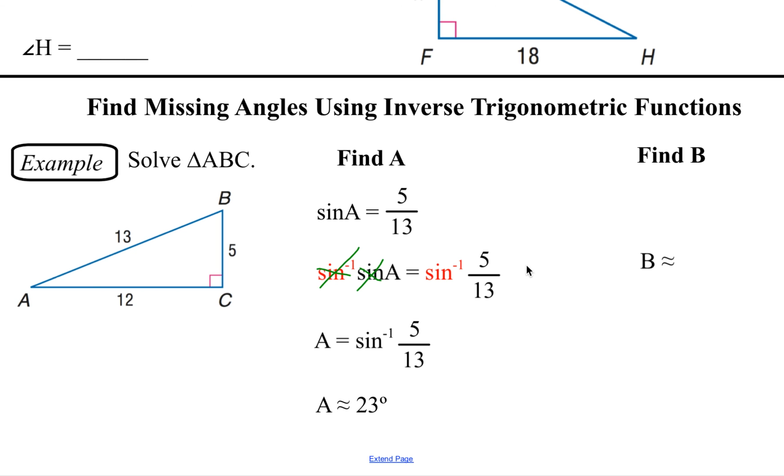Okay, now angle B, once you find angle A, you could subtract from 90 or subtract from 180 if you add all three of them together. And that's what I'm going to do here. I'm going to take 23 plus B plus 90 is 180.